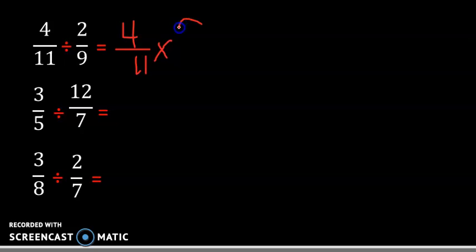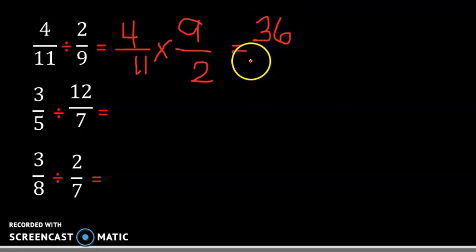So 9 over 2. And then step number 4, apply steps on how to multiply fraction. So since we know already the method in multiplying fractions, the first step is multiply both numerators. So 4 times 9 is 36, and 11 times 2 is 22.